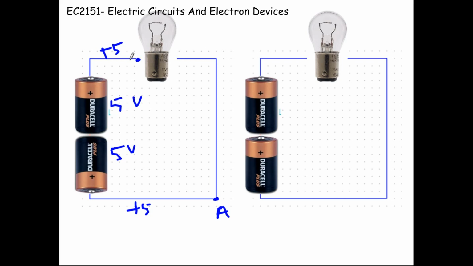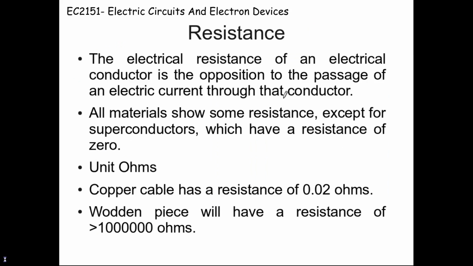So here we have positive 5 volts, and here we also have positive 5 volts. The same point is given here, right? So it's short circuited. So the difference between plus 5 minus plus 5 will lead to an answer of 0. So the potential difference is 0, which means the energy is 0 at this point, so the lamp will not glow, right?